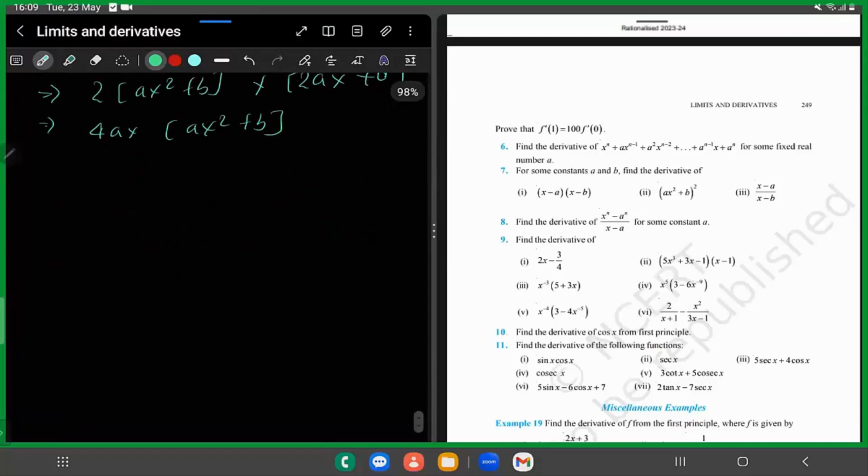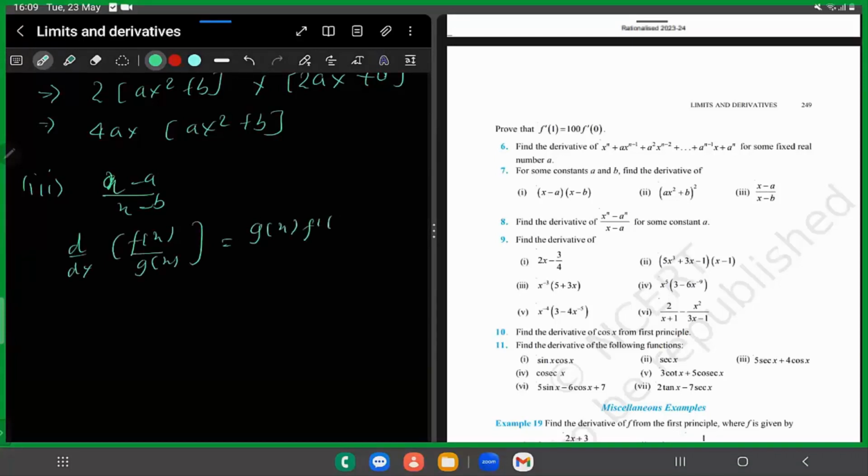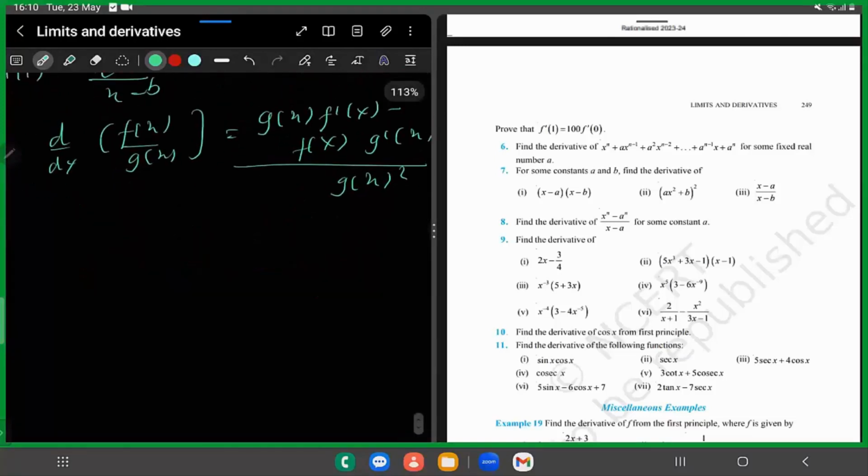And if we come to question number third, that is (x - a)/(x - b). If you know the derivative of f(x)/g(x), this is nothing but [g(x) f'(x) - f(x) g'(x)] / g(x)^2. So this is the formula in case the functions are in the form of division.